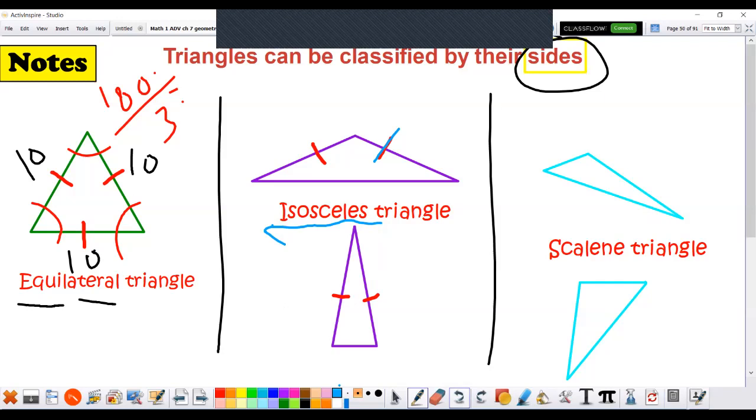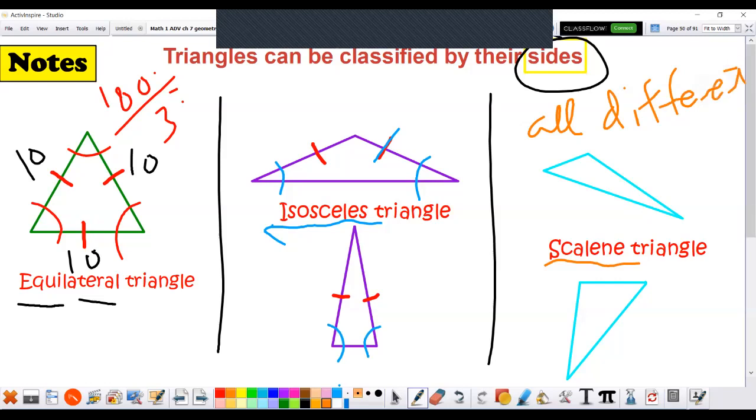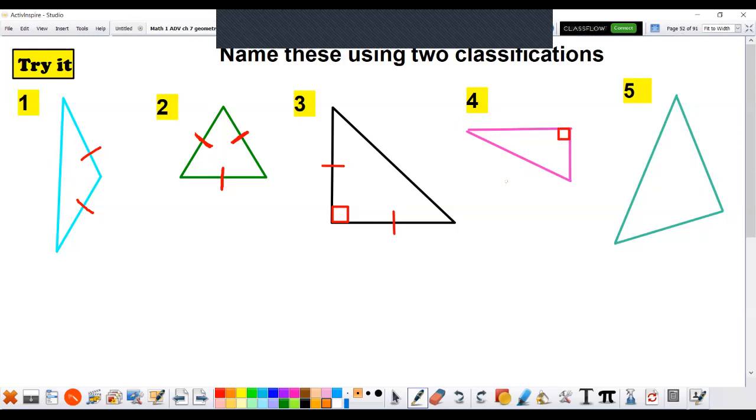So this is called isosceles when 2 of the sides are the same. And what's interesting, if 2 of the sides are the same, then these 2 angles are the same. And lastly, we've got the scalene triangle, where it's all different. Nothing's the same, nothing matches up. So you'll hear me say these words. Can you name these triangles 2 different ways? Give them a double name. Pause the video, think of what they're named, and then I'm going to give you the names.